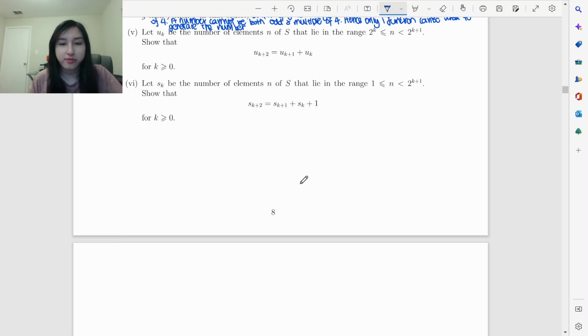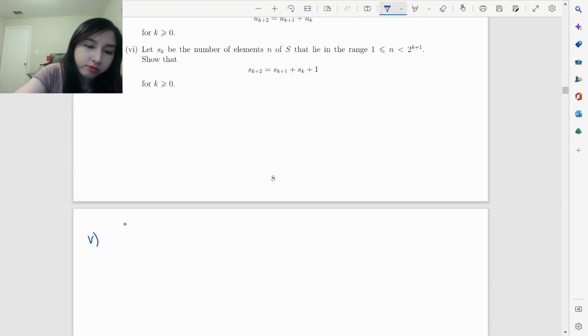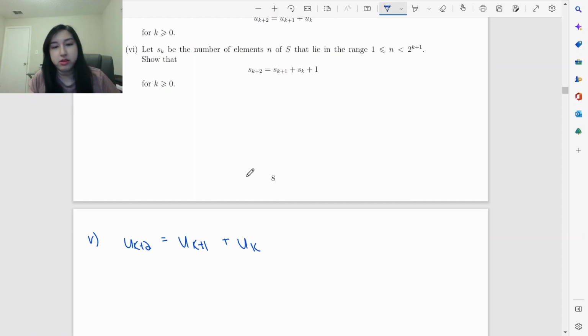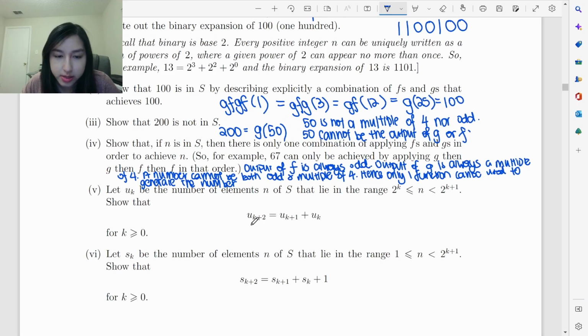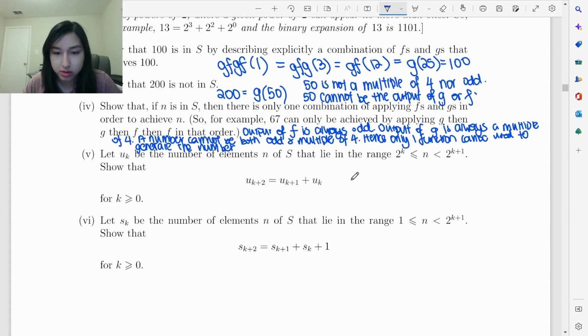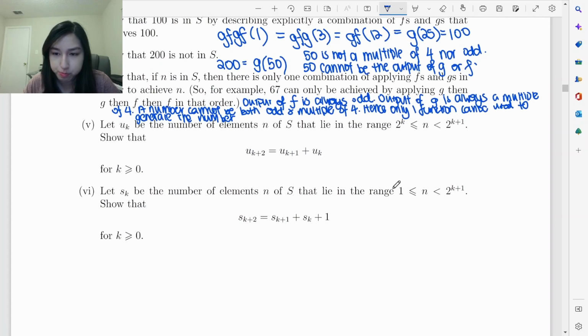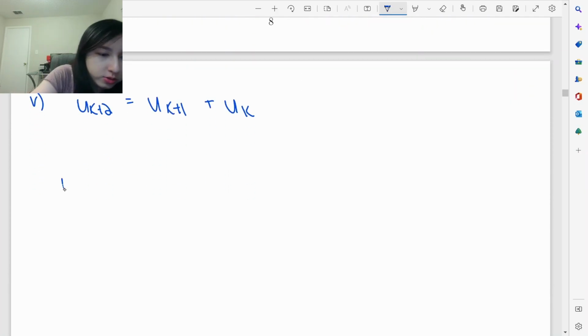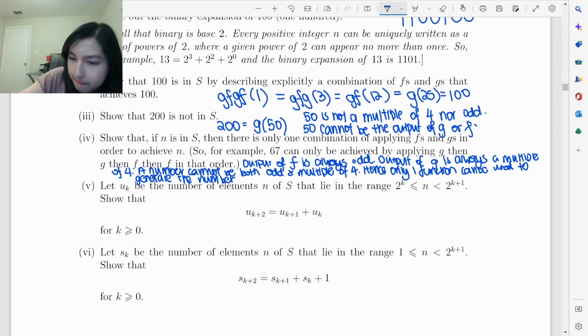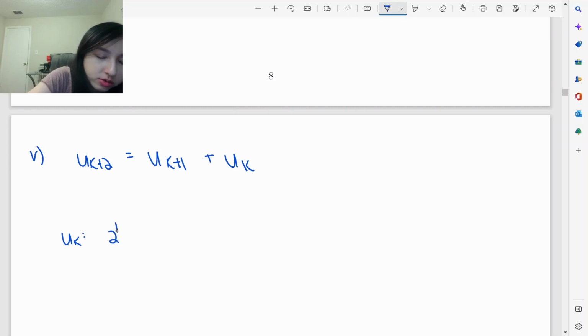Alright, let's look at part 5. So we have to prove that uk plus 2 must equal uk plus 1 plus uk. This is the number of elements of n that lie in this range. Let me write that down so we don't forget. uk is 2 to the power of k less than or equal to n, which is less than 2 to the power of k plus 1.